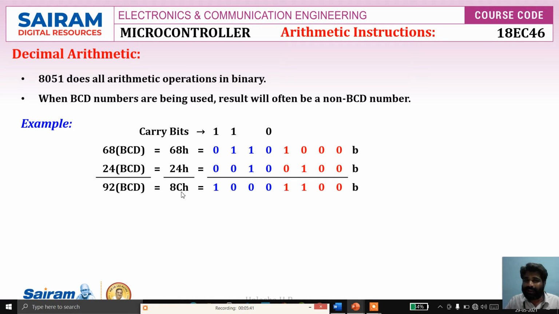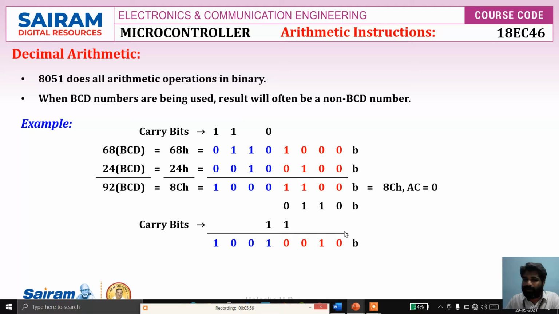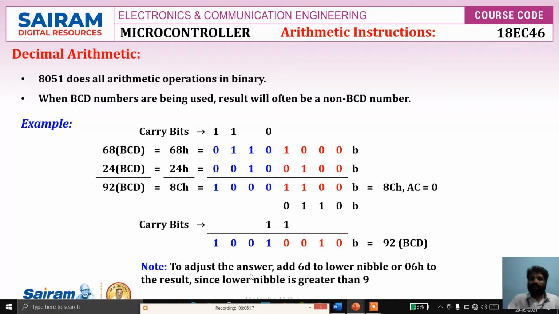So to adjust the result, again we add 6 to the lower nibble. The microcontroller gives the result 8C. Even though the auxiliary carry flag is 0, the lower nibble is greater than 9, so we add 6 to the lower nibble. Adding 6: 0 plus 0 is 0, 0 plus 1 is 1, 1 plus 1 is 0, carry 1, which will be added to the upper nibble. So now it becomes 92, which is the correct BCD. So to adjust the answer, we add 6 to the lower nibble, or 06H to the result, since the lower nibble, C, is greater than 9.